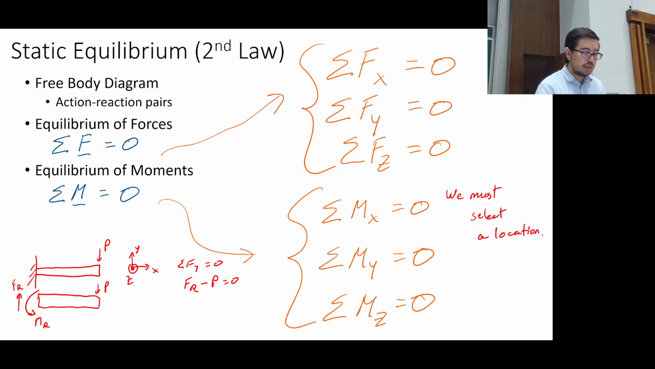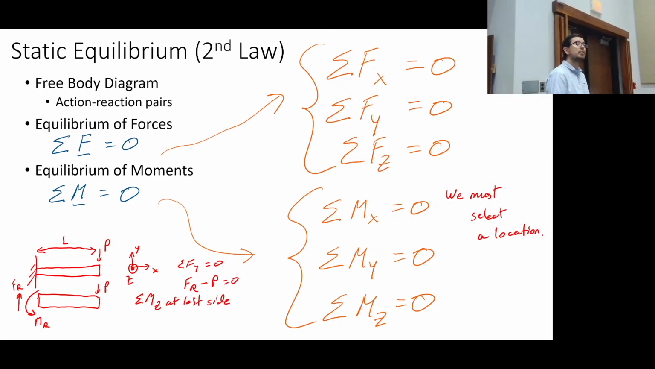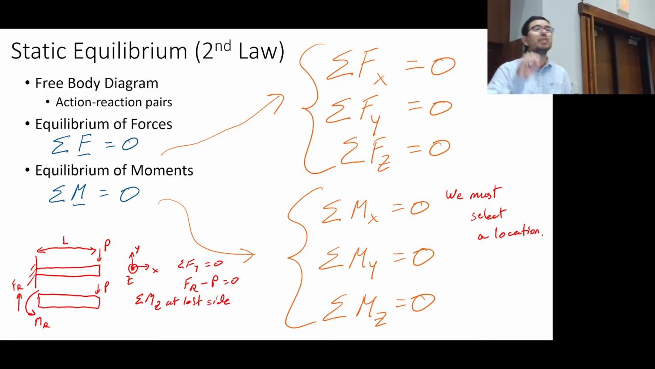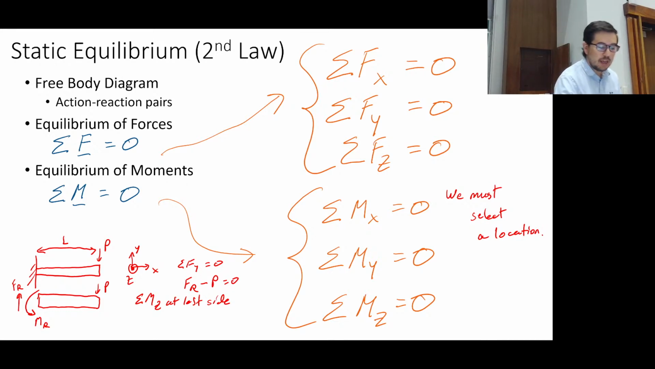And if we give this beam some length, we can look at summing the moments about Z, at the left side. Is MR in positive Z or minus Z? Which way have I defined it? Positive, yeah, right? It's coming out, right-hand rule. So we have a positive MR.